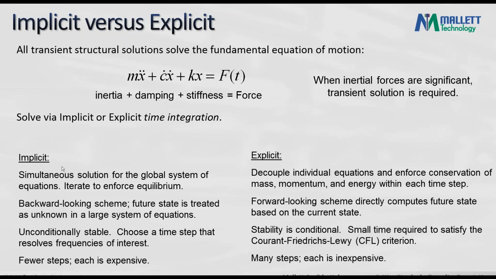The big difference here, in the implicit world, we assemble a simultaneous system of equations, and then we iterate that system to a state of equilibrium, versus the explicit method where we never assemble the full global system. We go element by element, degree of freedom by degree of freedom. The equations are uncoupled, and we simply execute a predictive step to say, what is the degree of freedom going to look like in the next time step?